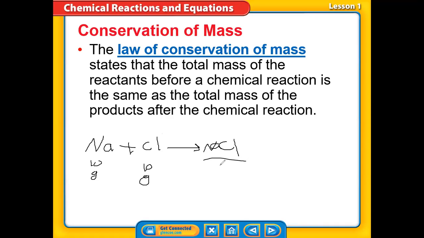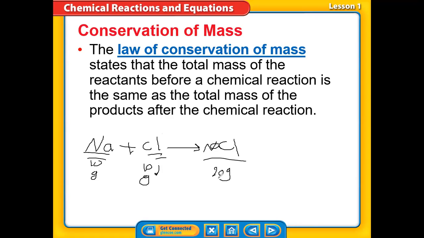What do you think? Yes, Reem? Mister, I didn't hear. Can you repeat, please? Again, we said that if the sodium is 10 gram and chlorine also is 10 gram, so what we expect that the sodium chloride will be? How much is its mass? 20 gram, okay?